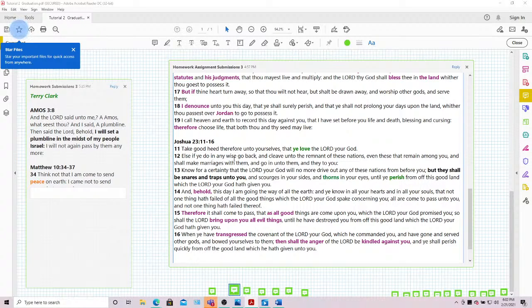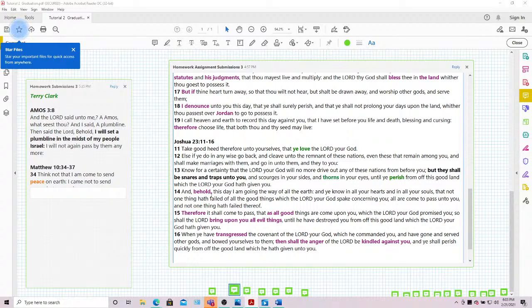Else, if you do in any wise go back and cleave unto the remnant of these nations, even these that remain among you, and shall make marriages with them, and go in unto them, and they unto you, know for a certainty that the Lord your God will no more drive out any of these nations from before you, but they shall be snares and traps unto you, and scourges in your sides, and thorns in your eyes. So, going to blind you from the truth, going to put obstructions where you won't be able to see judgment anymore, until you perish from off this good land which the Lord your God has given you.